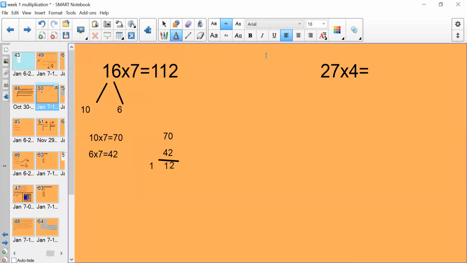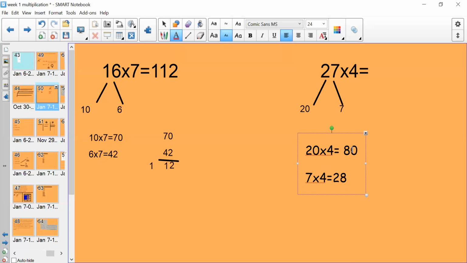Okay, then same with this one. The first step is we partition the numbers. So 20 and 7. So write those in. And then we multiply each separate number by 4. So we would do 20 times 4, which is 80, because 2 times 4 is 8. And 7 times 4 is 28.